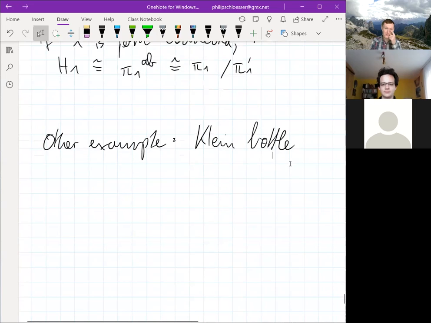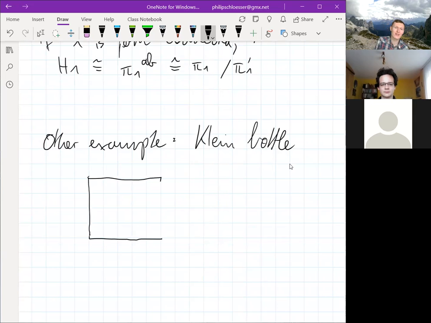So, what is a Klein Bottle? Well, a Klein Bottle is just a square where we identify faces on opposite sides in different directions. So you can write it as we identify those faces in that direction and those faces in the opposite direction. And it is well known that we can, I've not even drawn a square, Jesus.